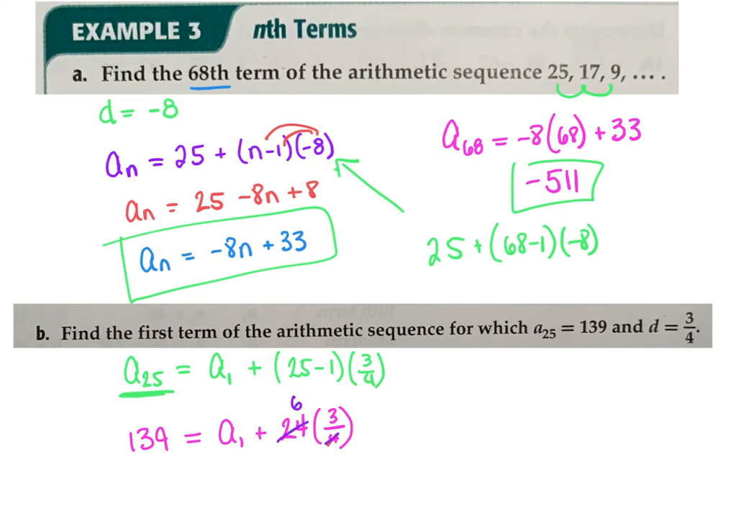4 into 24 is 6. So we get 139 equals a sub 1 plus 18. Subtract 18 over, and you get that a sub 1 is 121. And so that would be my first term there.